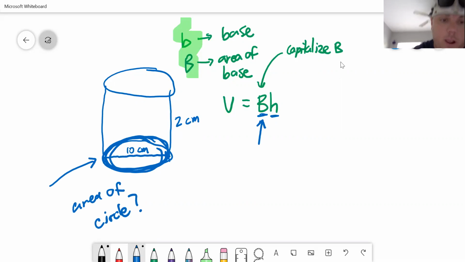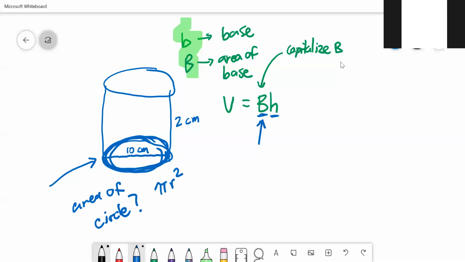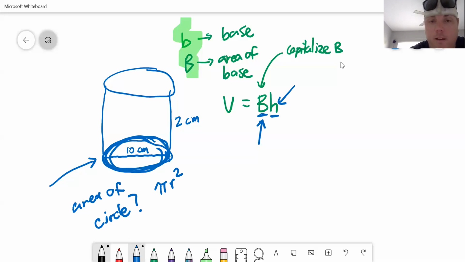That's from last unit, right? Hopefully you have that memorized, but if you don't, that's what I'm here for. Area of a circle is going to be pi times radius squared. That's how we'll find the area of that base, all right? And then we're going to multiply it by the height of the actual cylinder, which is 2.